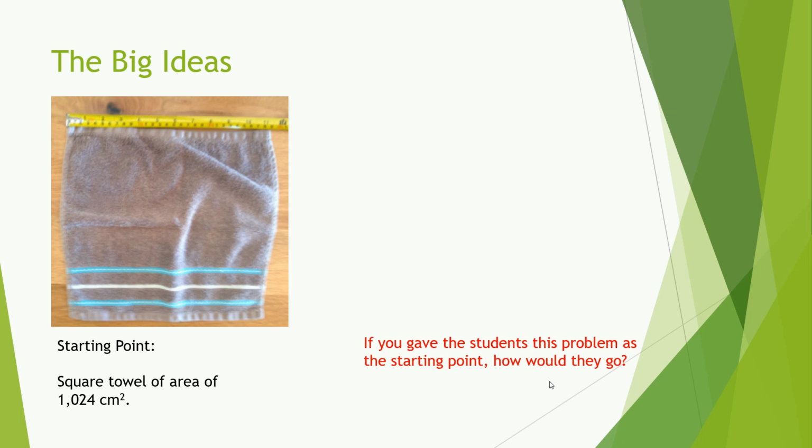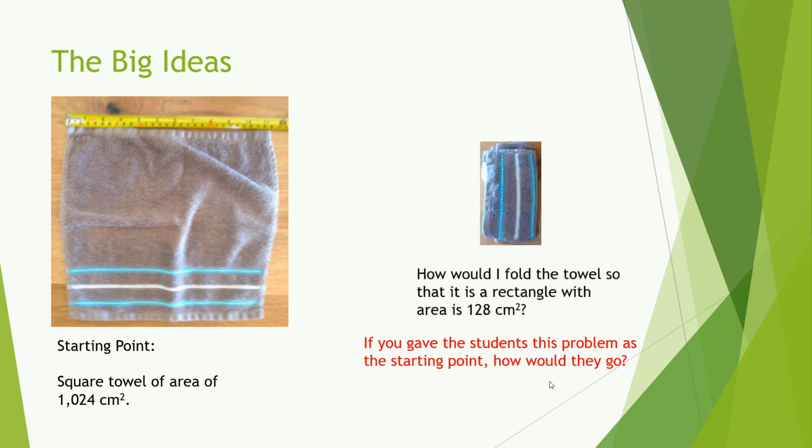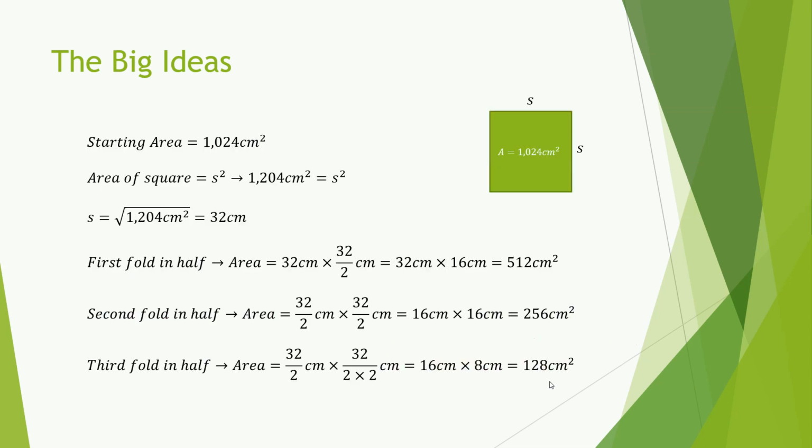My question now is this. If you give kids the towel, tell them that the area of it is 1024 and say, how do you fold it to get to there, and show me a mathematical representation of the solution that you come up with, if you just hit them with that in year 8 or 9, how do you think they would go? They've got to come up with that.